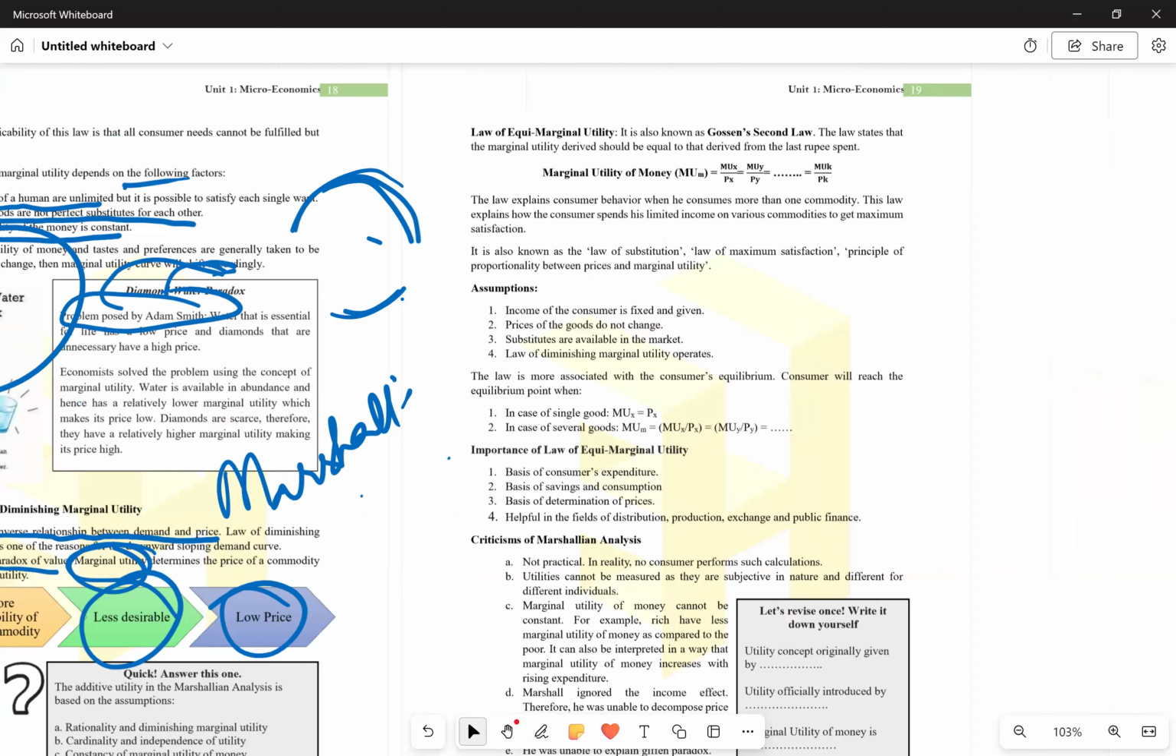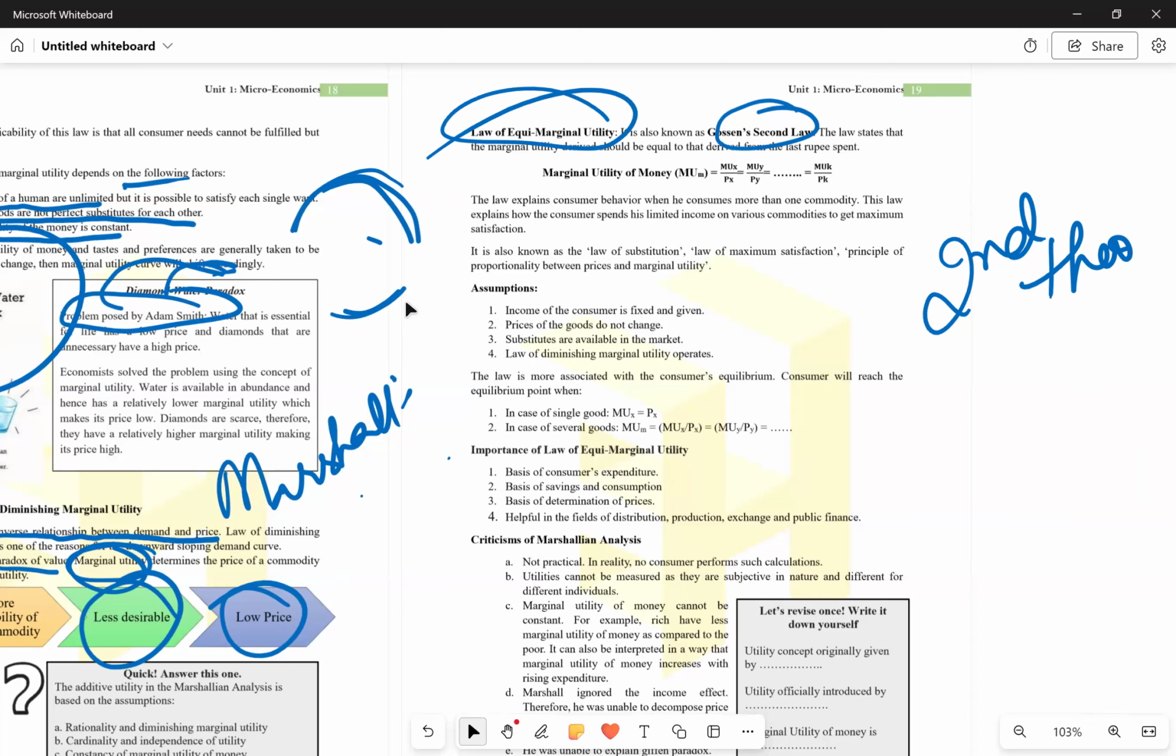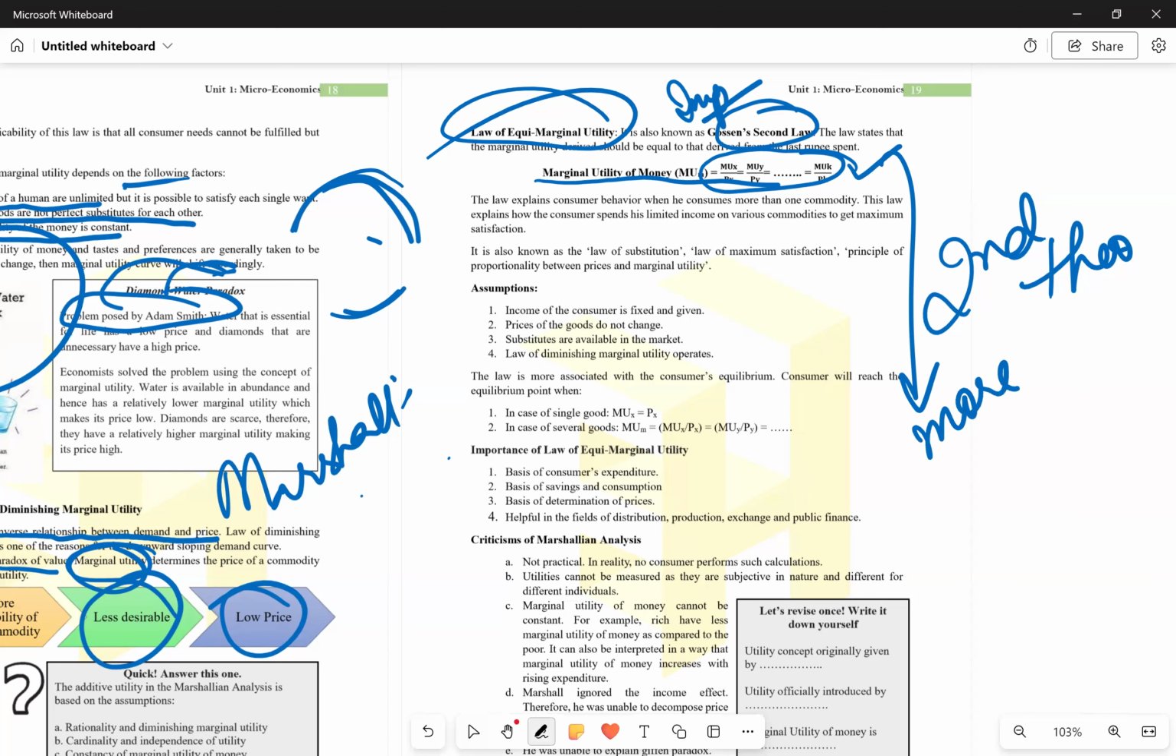Yes, ma'am. Okay. Now, the second theory under this is Gossen's second law, that is your law of equi-marginal utility. Now you have to remember Gossen's first law and second law, okay? They usually do ask such MCQs here, okay? Now, this law basically states that the utility that is derived from the last rupee spent should be equal across the rest of the commodities. Okay? Now, this law is only applicable when the consumer is consuming more than one commodity.